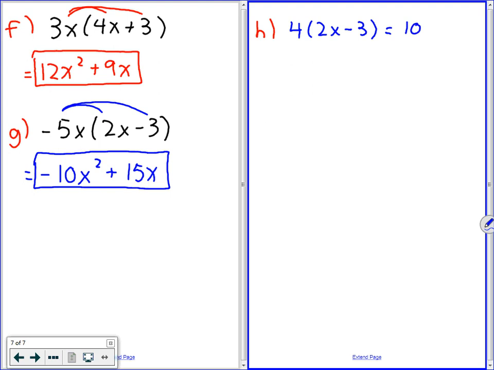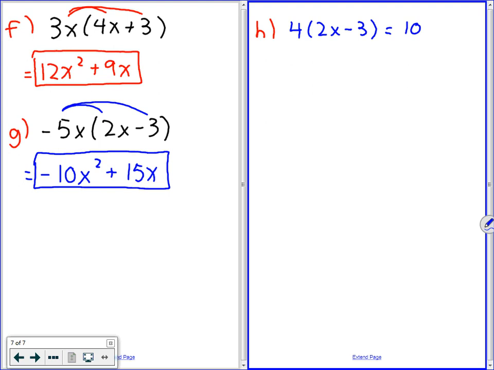Okay, 4 times (2x minus 3) equals 10. This is the type of question you're going to be asked today, I guarantee, because I'm giving the question. So 4 bracket 2x minus 3 equals 10. Now this looks frightening. It looks sort of like the last page. Lucas, looking at that left-hand bracket, what do you think you should do with it?